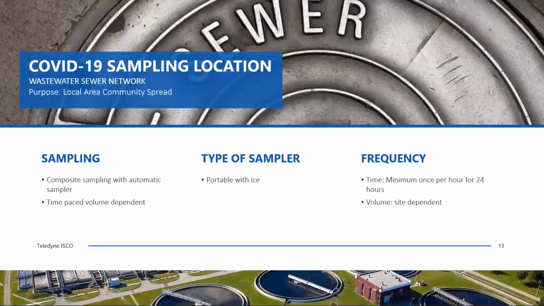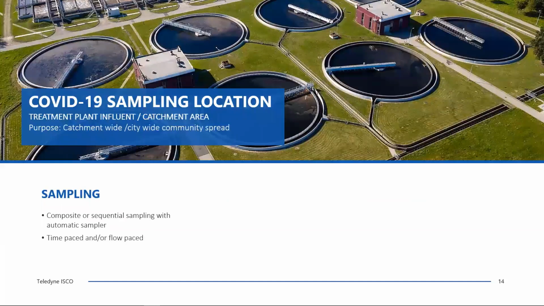The third location for sample collection would be at the treatment plant influent or a catchment basin area. The purpose of this sampling methodology would be to determine a catchment-wide or a city-wide community spread prevalence. Sampling will be performed by a composite or a sequential automatic sampler, and that can be either time or flow-paced sample intervals. Being a permanent location, the sampler of choice would be a permanent refrigerated sampler.